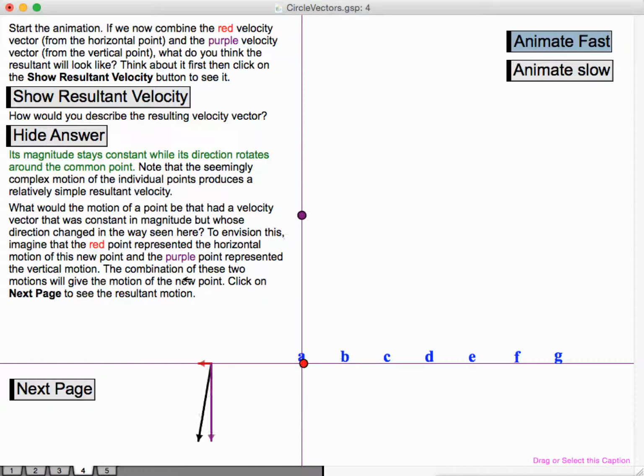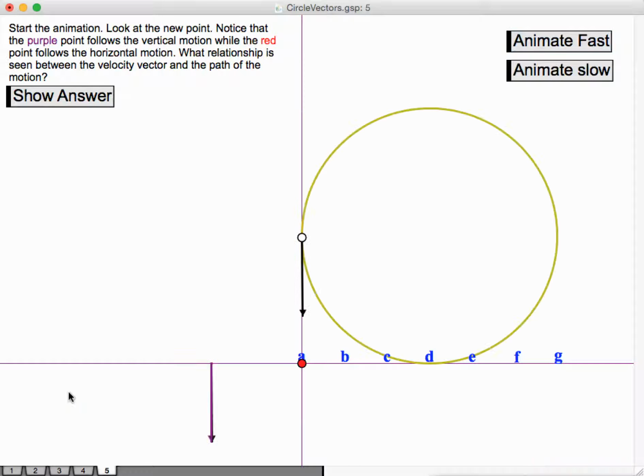And so the further question is, what would the motion of this point be that is the combination of these two points? So if we combine these two velocities and these two motions of these two points, what's that going to look like? And they click on the next page to see that when they start that animation, that just becomes motion around a circle. And you can match up the vertical velocity and direction with the purple point, and the horizontal velocity and direction with the red point, and show that that velocity vector just is tangential to the circle as you go around in a uniform velocity, uniform speed around that circle.